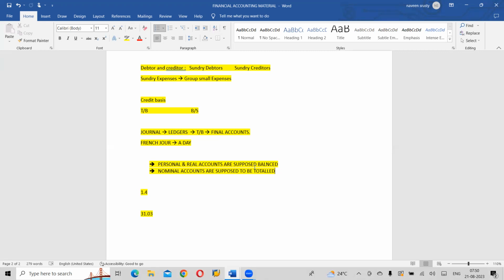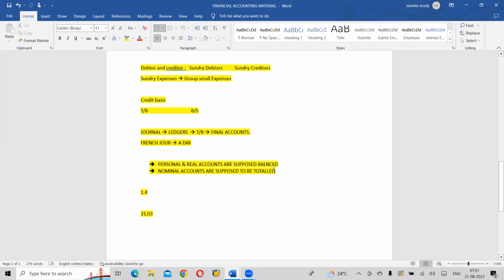Till 31st March, he didn't pay anything. So what is the balance he needs to pay you as a debtor? 20,000. So in your balance sheet, in your trial balance, you will show 1,80,000 or 20,000? 20,000 only, right? How much we need to receive? That is considered as our asset. So that is the reason I said that debtor comes under personal account. So personal accounts and real accounts are supposed to be balanced.